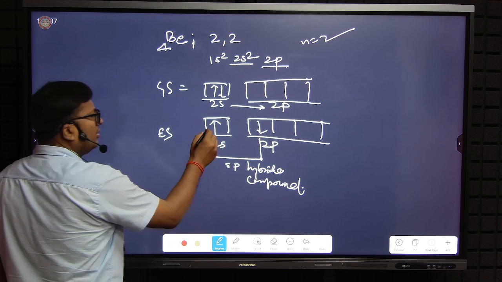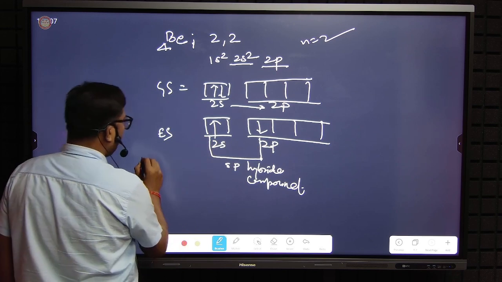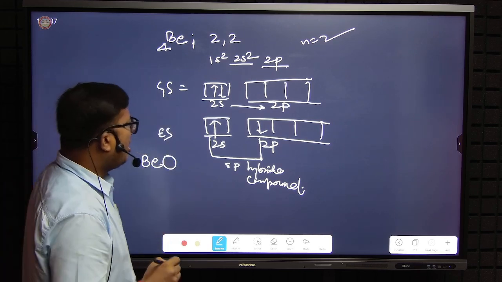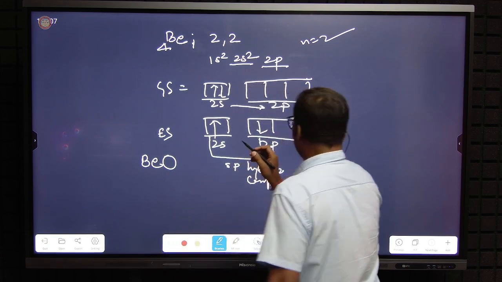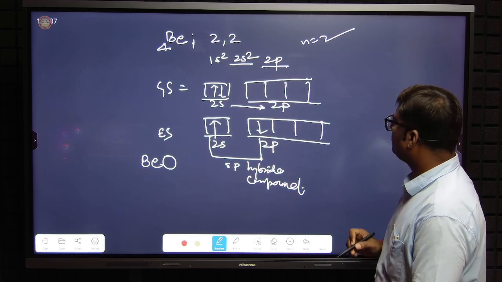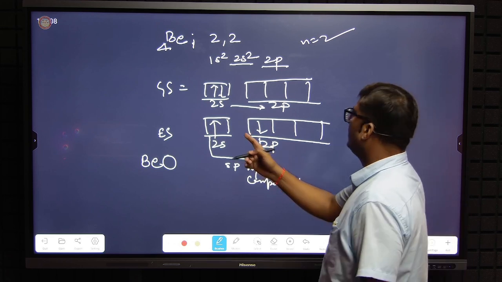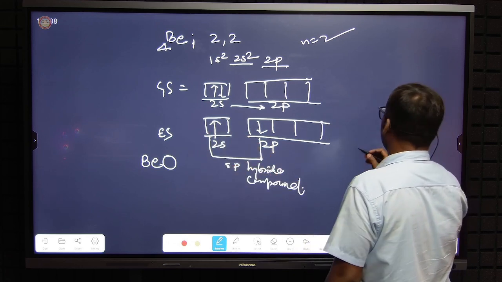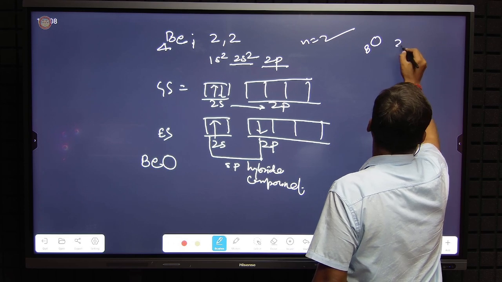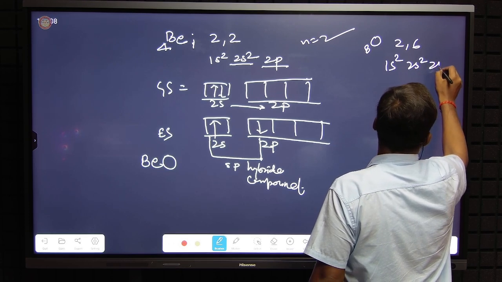Suppose we have beryllium oxide. Here two electrons are unpaired and two orbitals are completely vacant. So the two unpaired electrons can form two bonds with that particular metal. Suppose in case of oxygen, the atomic number is 8, so 2 and 6. What is the electronic configuration? 1s2, 2s2 and 2p4.